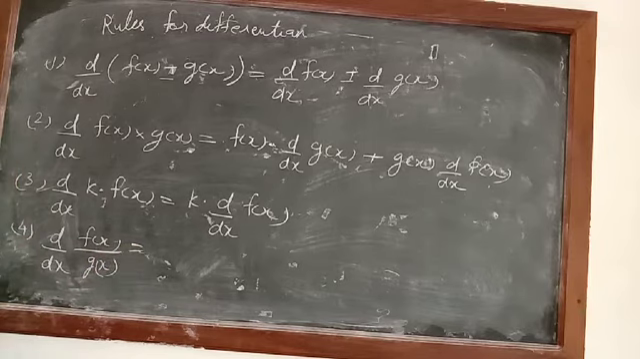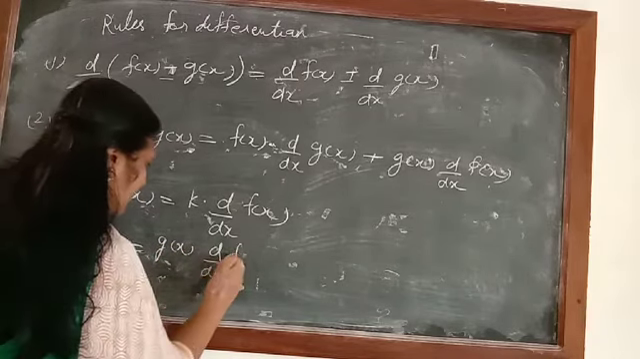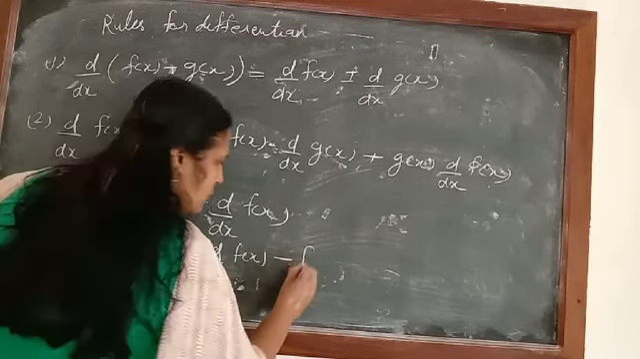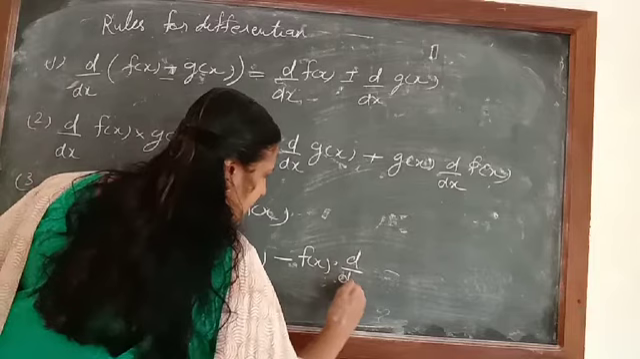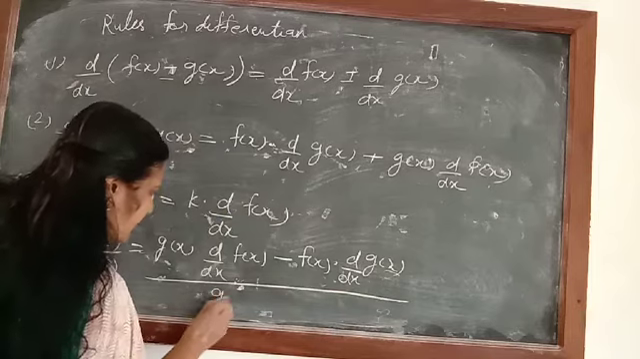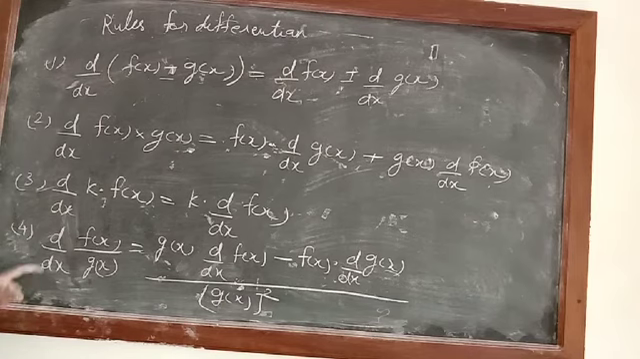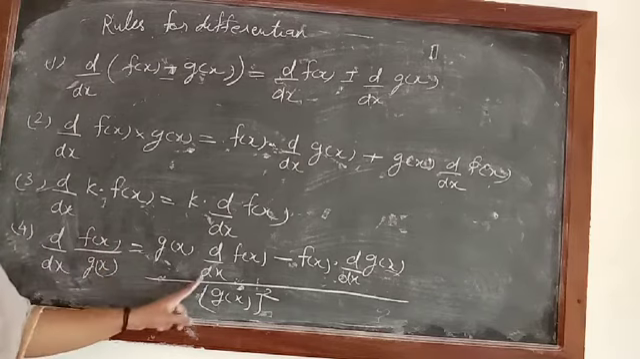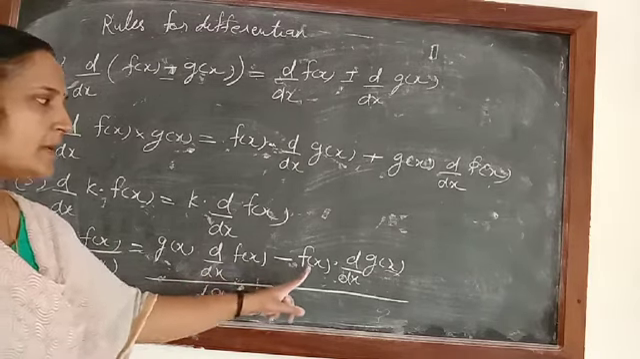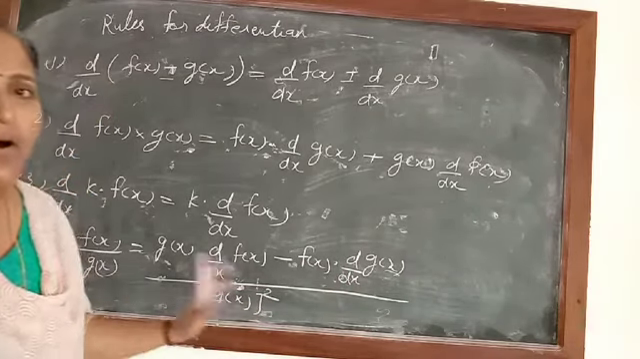If it is written in this way, then the formula will come in this way. g of x means denominator into differentiation of numerator minus numerator into differentiation of denominator, whole divided by denominator square, g of x the whole square. So you have to learn this as a formula. d by dx of f of x by g of x is denominator into differentiation of numerator minus numerator into differentiation of denominator by denominator the whole square.